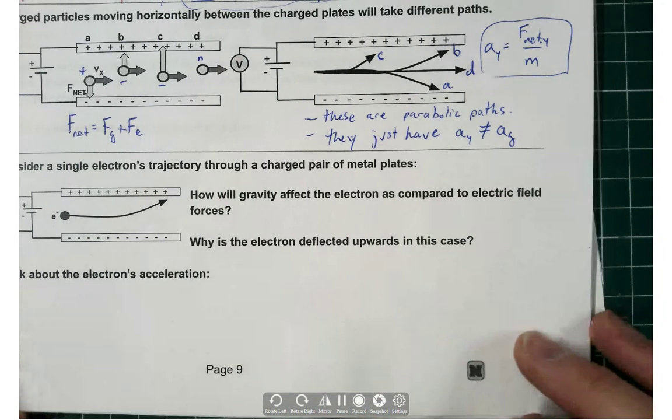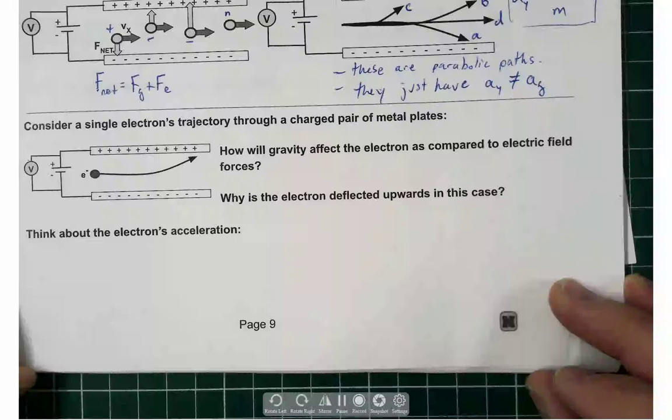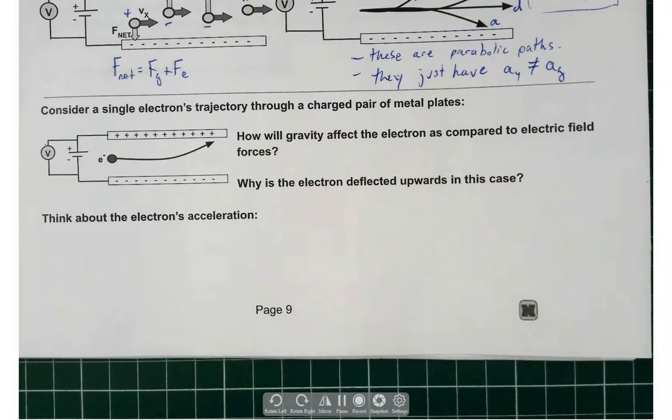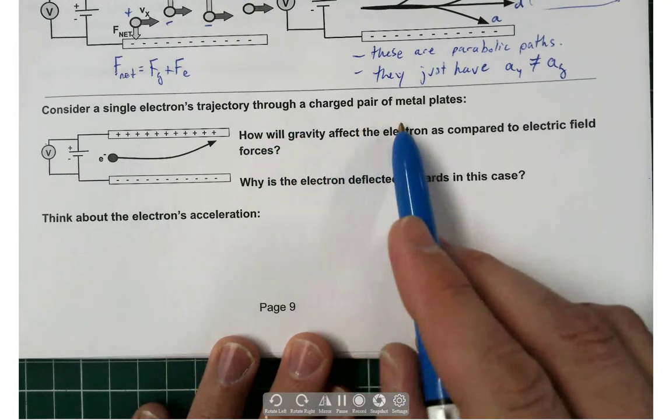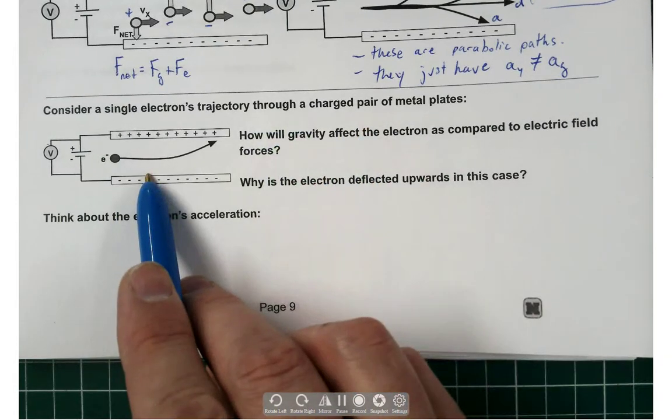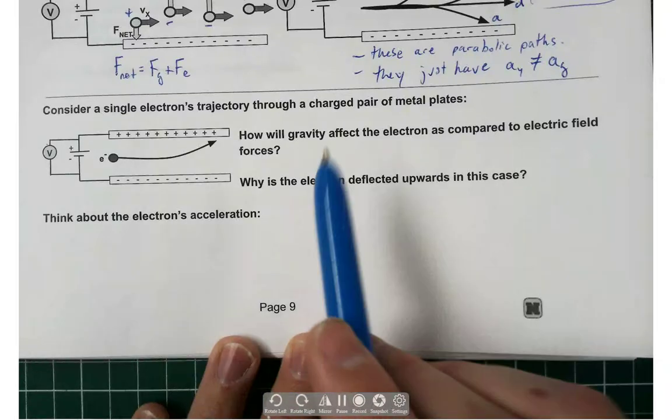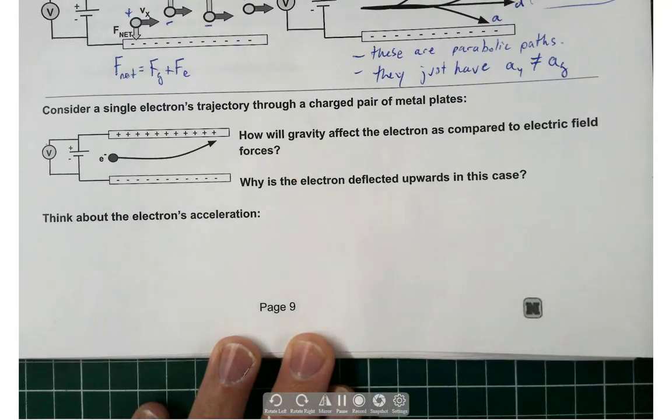And they're all different from each other depending on the charge of the particles that are flying through the charged plate gap. All right, so consider a single electron's trajectory through a charged pair of metal plates. This seems a lot like what we were talking about here. We've got an elementary charge just flying through the plates. How will gravity affect the electron as compared to the field forces?